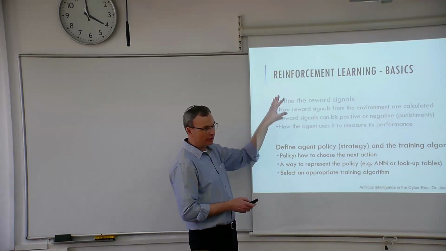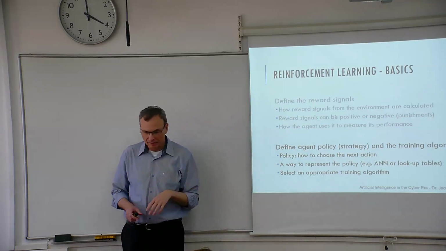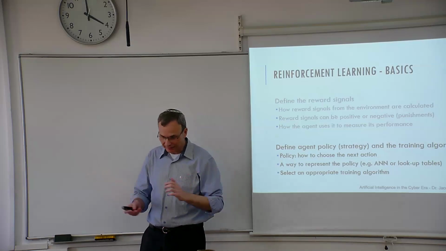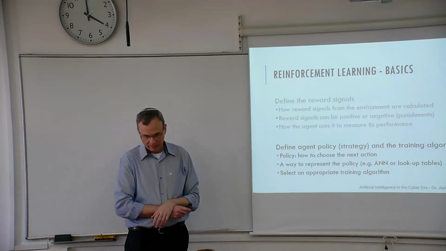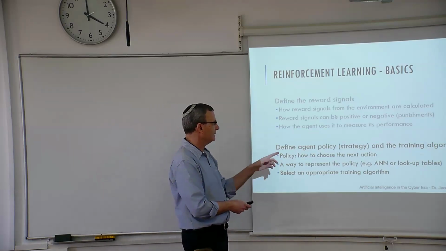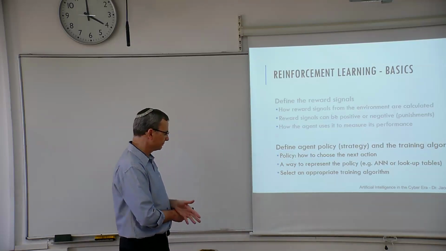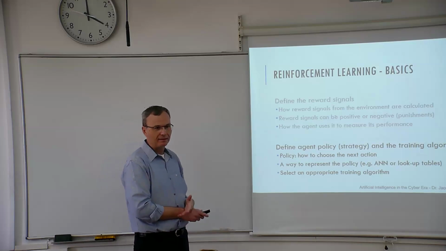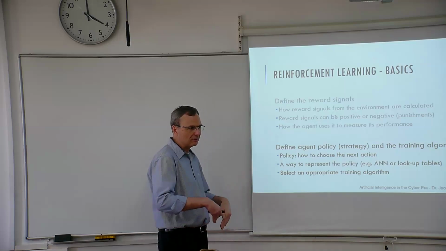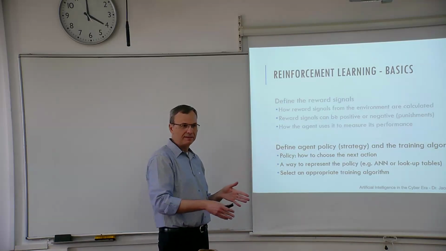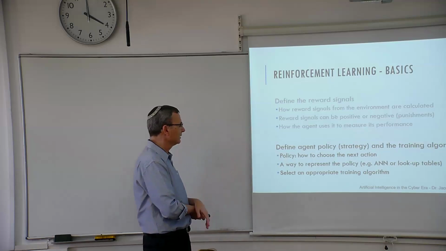Now, after we did all this, we are not done. We also need to define the agent policy or strategy and how the agent is going to be trained. A policy basically means how to choose the next action. Okay, let's speak again about the cleaning robot. As long as I can go, I just continue straight. But if I see that I cannot go, my best action is to turn right, for instance.